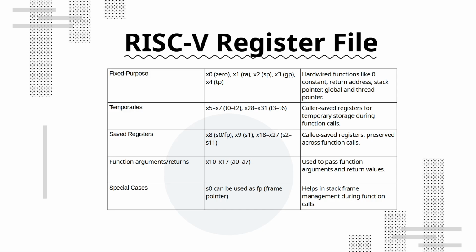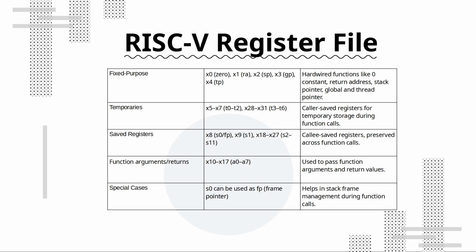We also have the saved registers, X8, which we call S0 or FP. We have X9 for S1, and X18 to X27, which is S2 to S11. And these are callee saved registers preserved across function calls. So you'll notice that we have the caller saved registers and the callee saved registers, and these will work hand in hand.